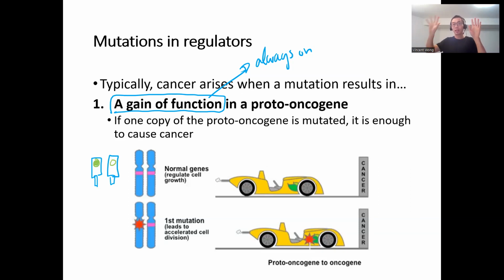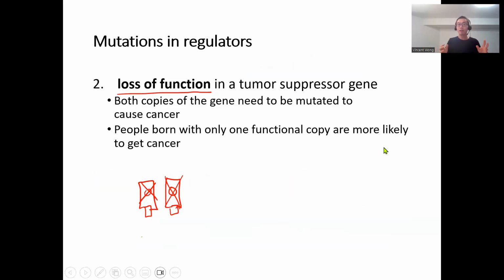It doesn't matter if the other one works on and off like normally. If one of them is always on, that's enough to send the cell dividing uncontrollably. On the other hand, for the tumor suppressor gene, same situation, two red lights, they turn on and off. But if one of them is not working, that's okay. You still have the backup. The other one can still turn on and say, stop dividing, right? It's only when both red lights are out that the cell is going to be out of control.